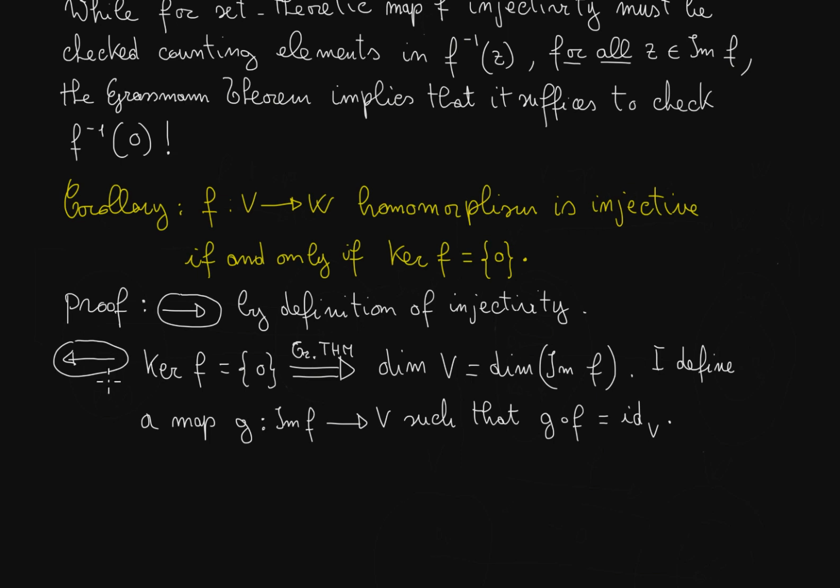Therefore, this is just a part of the definition of injectivity. What is non-trivial is the opposite implication. So, assuming that the kernel of F is 0, we want to prove that F is injective. Just looking at the pre-image of the 0 vector in W, we can see whether every other pre-image contains just one element or not. By the Grassmann theorem, using the assumption that the kernel of F is 0, the dimension of the domain equals the dimension of the image.